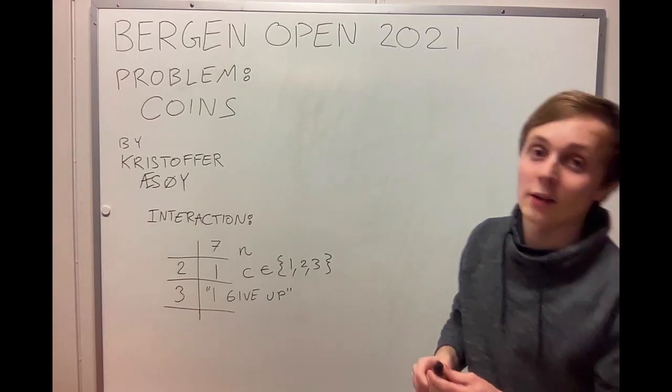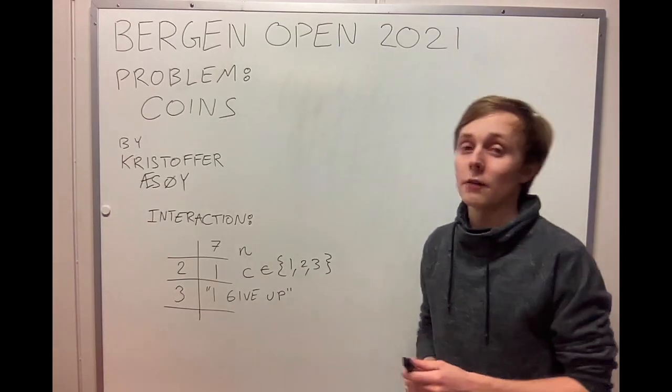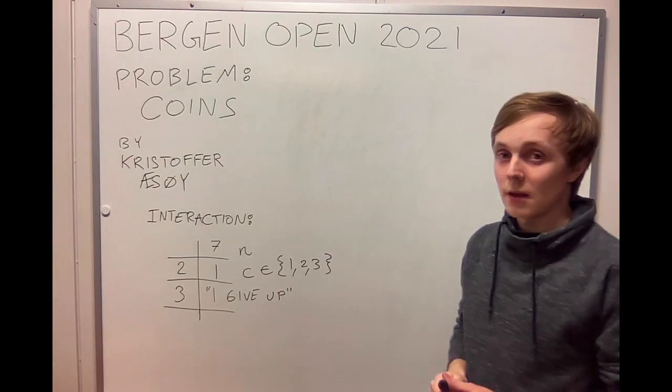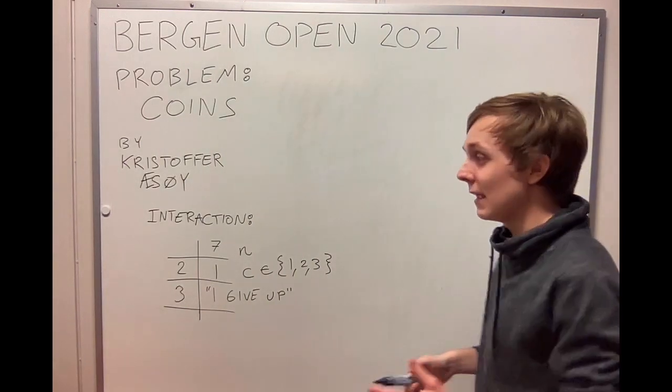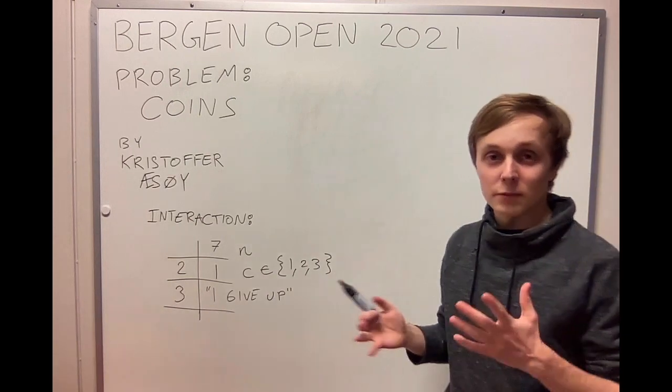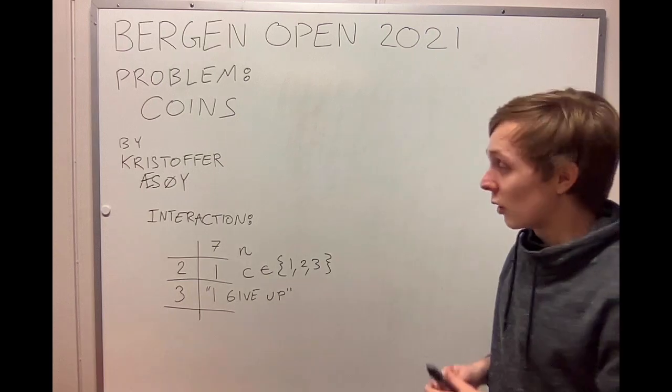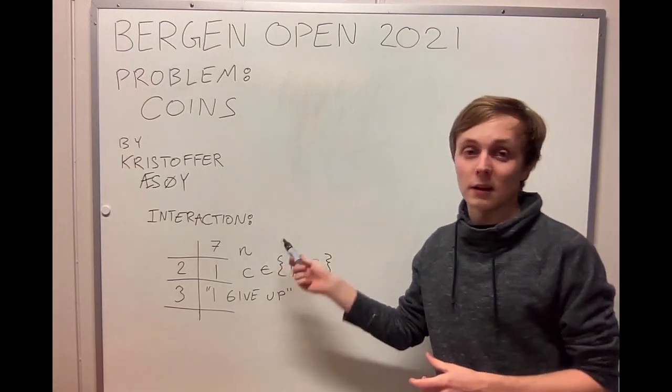Hi and welcome to the explanation of the problem Coins from the programming competition Bergen Open 2021. The synopsis of the problem is that you're playing a game against the famous magician Dr. Zhivago, here represented by the cutest judge, where you have a starting amount of n coins in a pile.